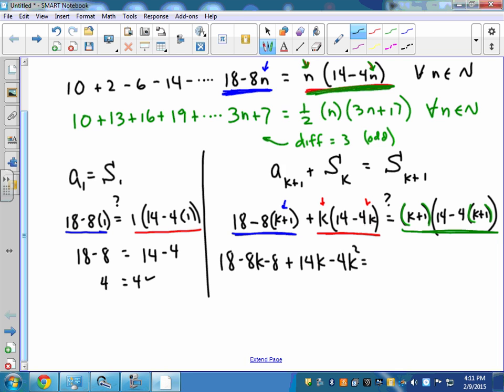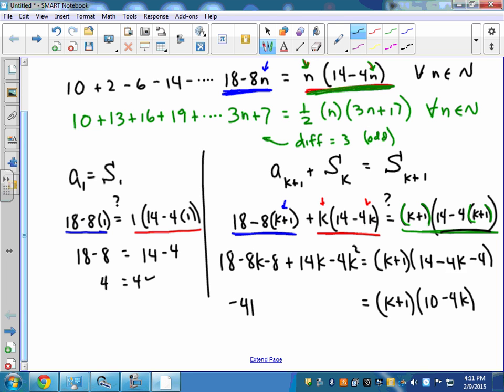That's the left side. And on the right side, I have k plus 1. I'm going to clean up this second set of parentheses here. This is 14 minus 4k minus 4, or cleaning it up a little bit more, k plus 1 times 10 minus 4k. I will have to distribute that. On the left side, what I've got is minus 4k squared, just doing these in decreasing powers. For the k's, I have 14 less 8, which is 6 k's. And for my constant, I have a 10.